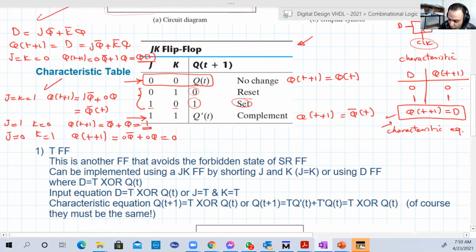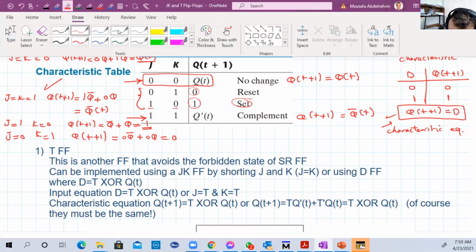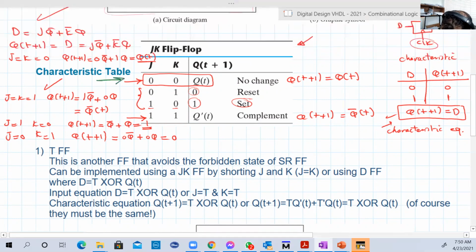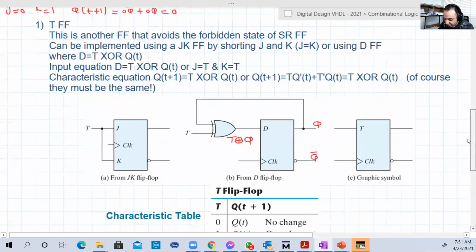So let's do it with another color. You have only the first case in which J equals K but equal to 0, or the fourth case in which J is equal to K as well but equal to 1 that time. So you reduced the table to just 2 rows. That's basically the characteristic table of the T flip-flop.